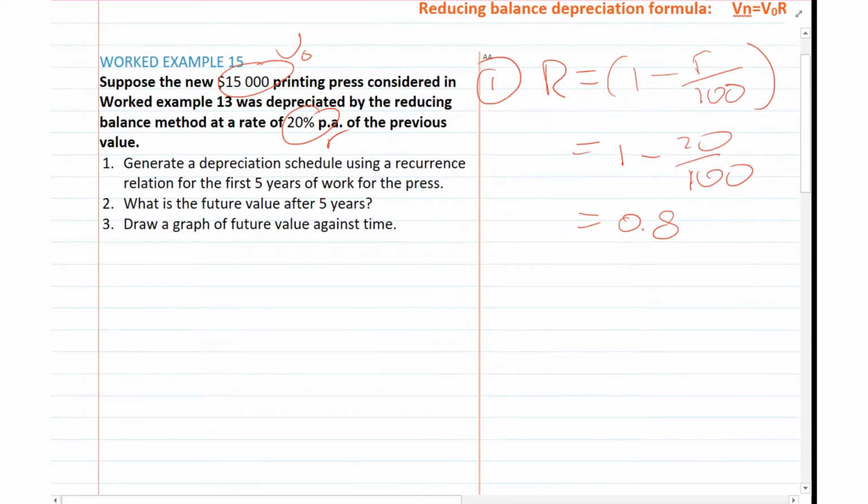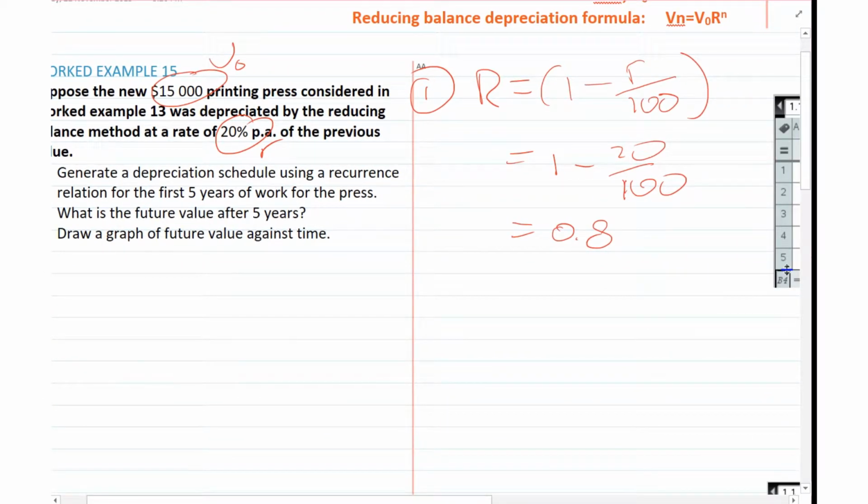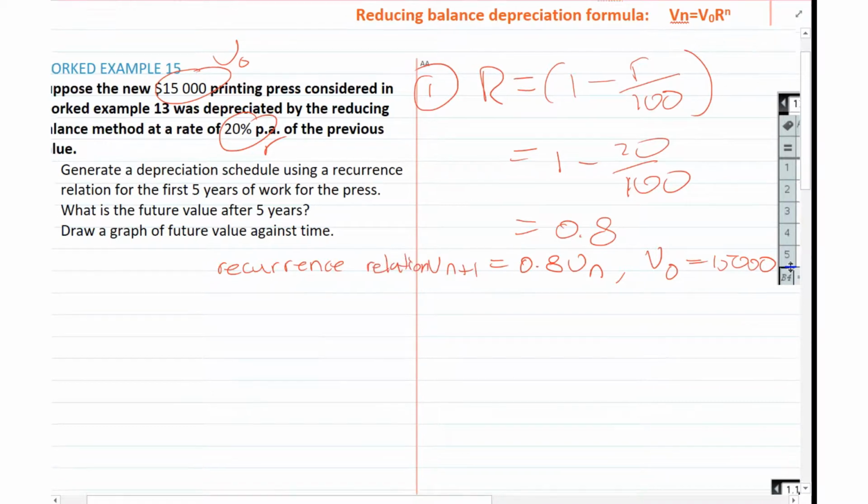So when we write out a recurrence relation, you're going to write it as Vn plus 1 equals 0.8 Vn, comma, V0 equals 15,000, and we write it like that. That's a recurrence relation. Now, that's not what the question was asking, but it's good to just put it out there.